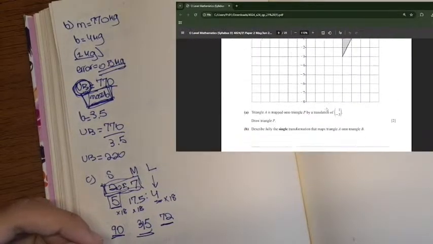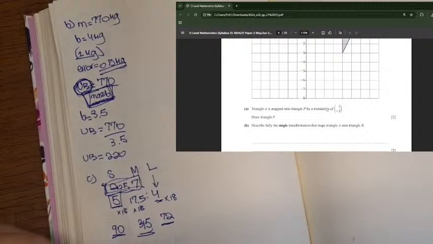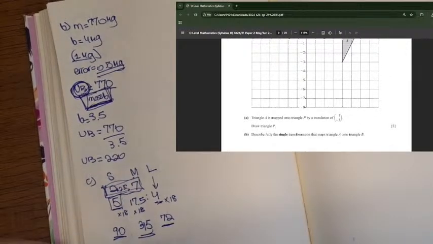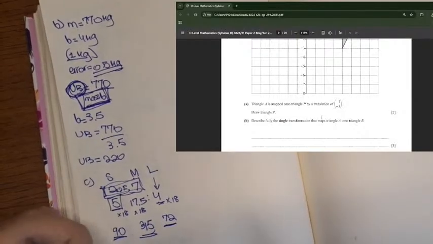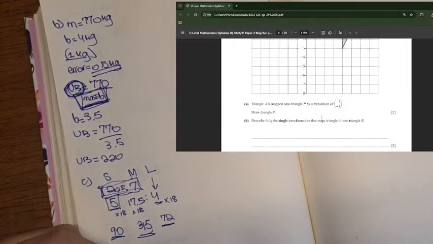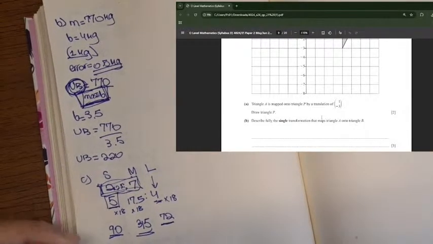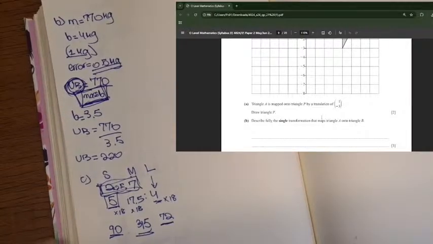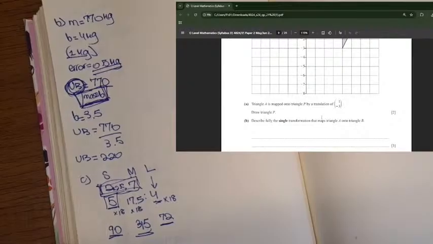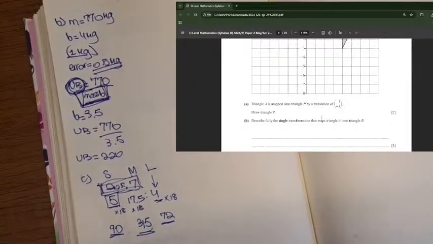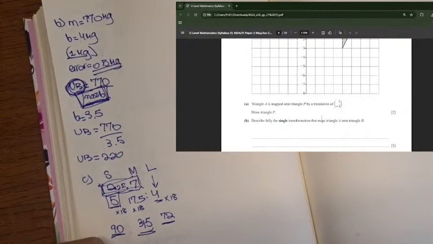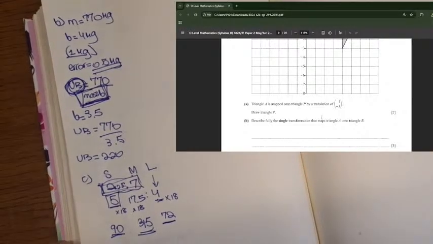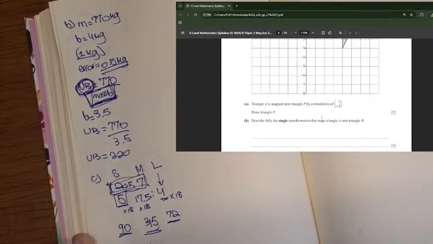The next question is one of transformation. They're saying that triangle A is mapped onto triangle P by translation of 1, minus 3, and we need to draw triangle P. Well, since they've already given us triangle A, what we basically need to do is move all of the x coordinates of triangle A one up, and the y coordinates 3 down. So 3 downwards and 1 is to be moved upwards. In that way, we'll find the coordinates of triangle P and we can draw it on the graph.